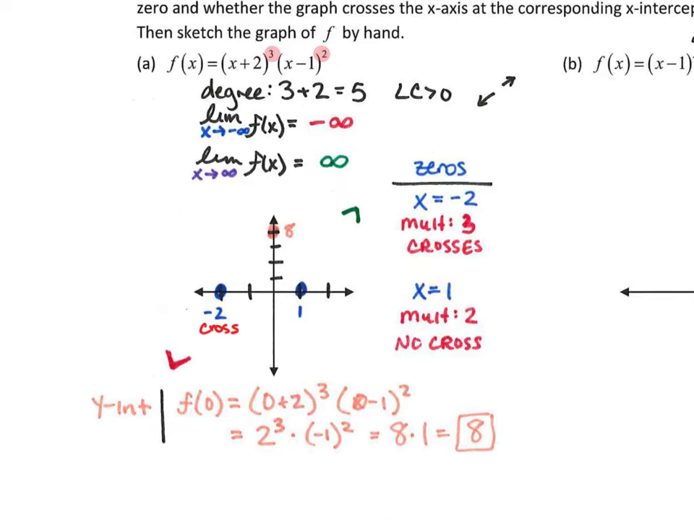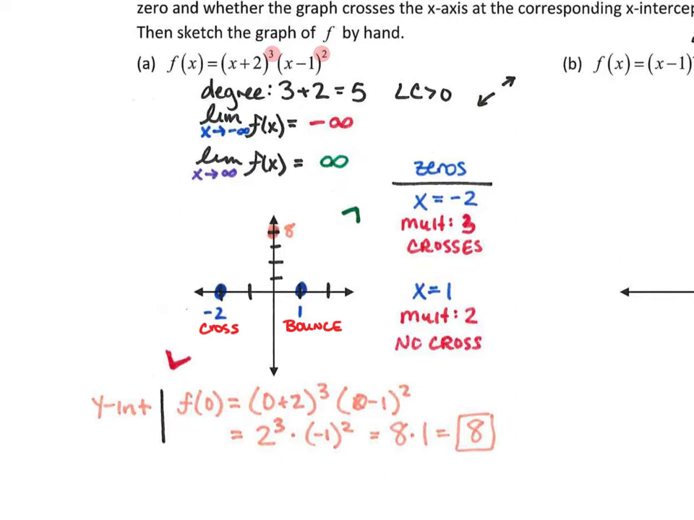At the other 0, x equal to 1, it has a multiplicity of 2, which means it's not going to cross. So underneath that one, we're going to write the word bounce. Because we cannot cross over that coordinate point, we're just going to bounce off of it.